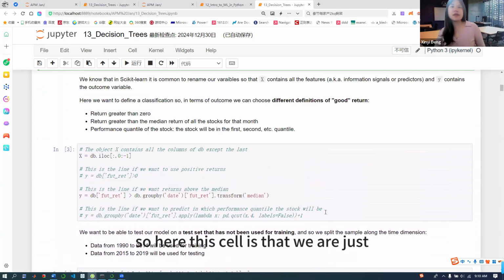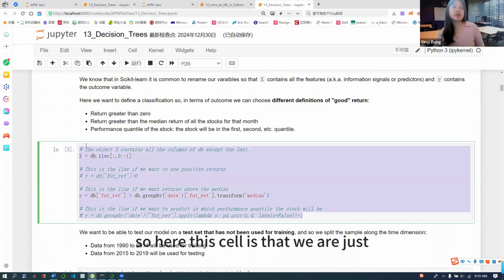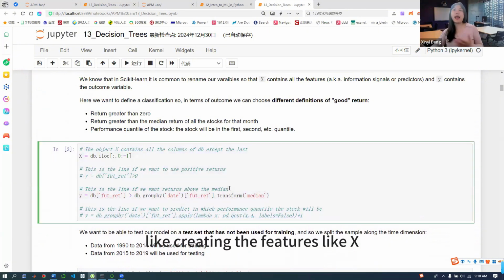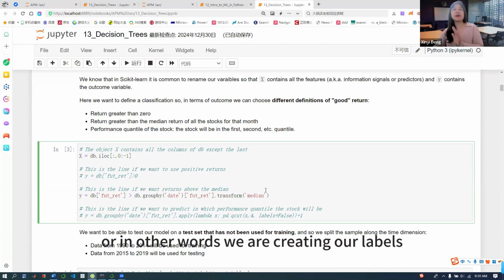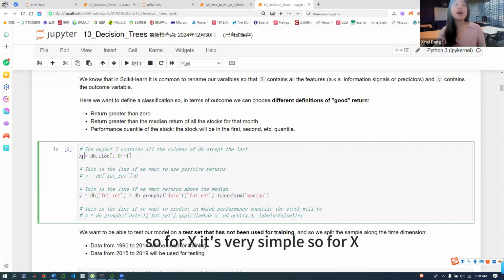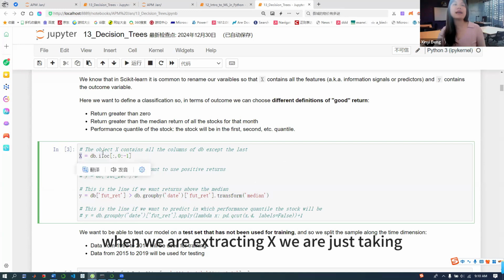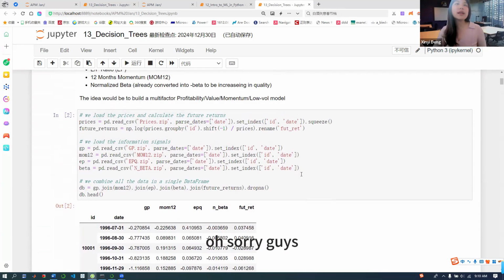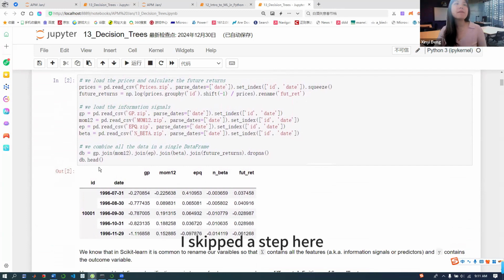Now, this cell is where we are creating the features, X, and also creating the target, the outcome variable. In other words, we are creating our labels. So we are creating Y here basically. So for X, it's very simple. So when we are extracting X, we are just taking, oh, sorry guys, I skipped a step here.